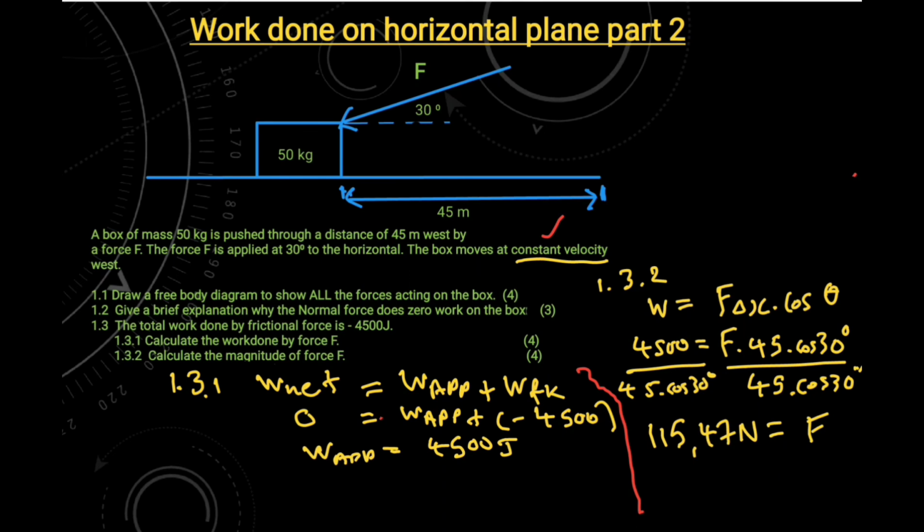Now remember, the net work done is 0 if the object moves at constant velocity. If the object accelerates, the net work done is positive. If the object slows down, the net work done is negative.